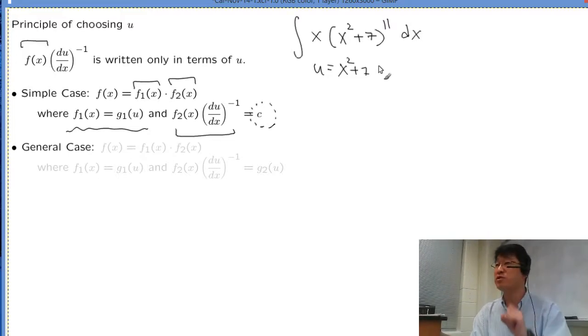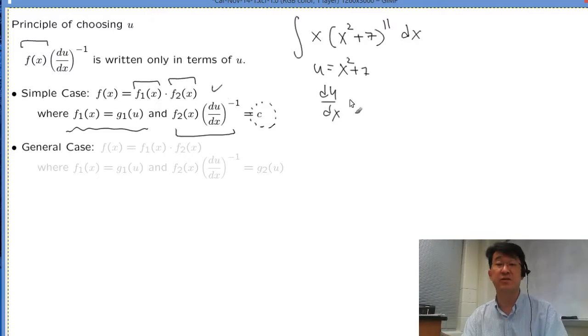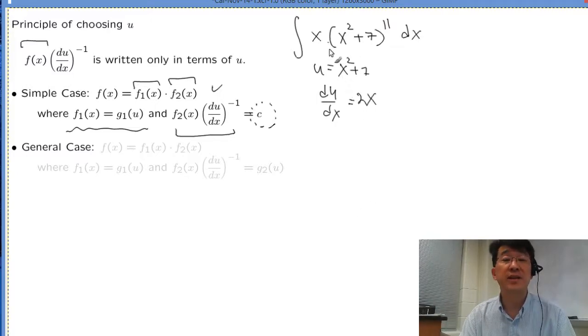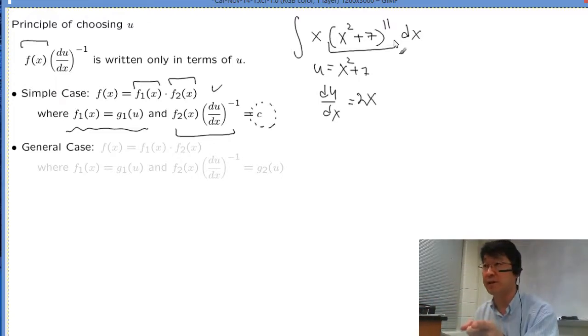So how do you know if it's a good choice or not? You test it, right? What is that thing you have to calculate? du dx. You got to calculate du dx. What is du dx? 2 times x, right? Now, you're looking at this whole thing as an entire one factor. Again, no one tells you to do that. You have to group it so that it makes sense. This is our f1. Is that right? And this is our f2.